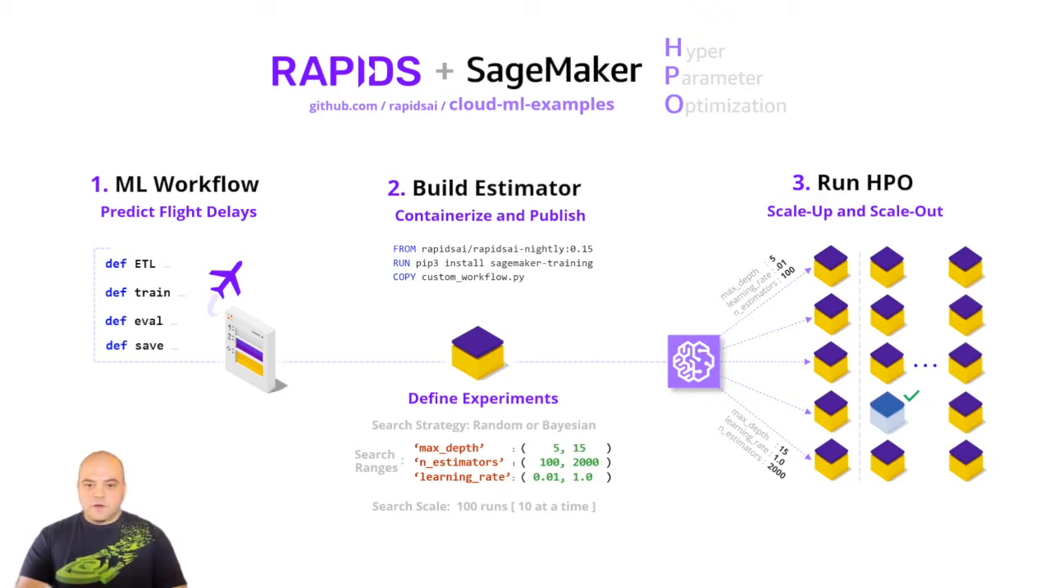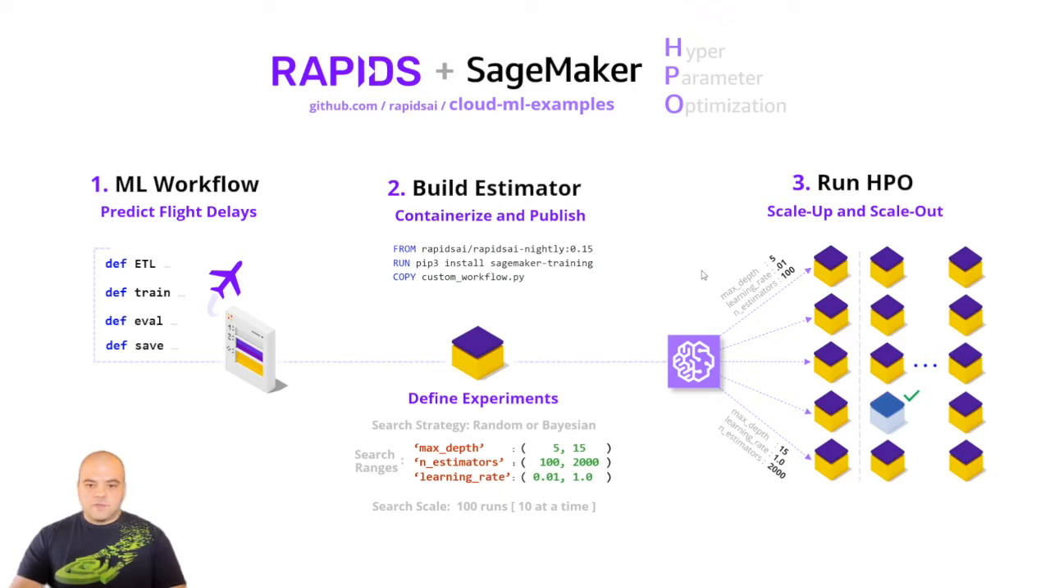And Sagemaker will take our container and spray it around and spin up multiple compute instances, each of which will get a unique combination of hyperparameters that will be evaluated. And eventually it will find the best model, which we can then take and publish.